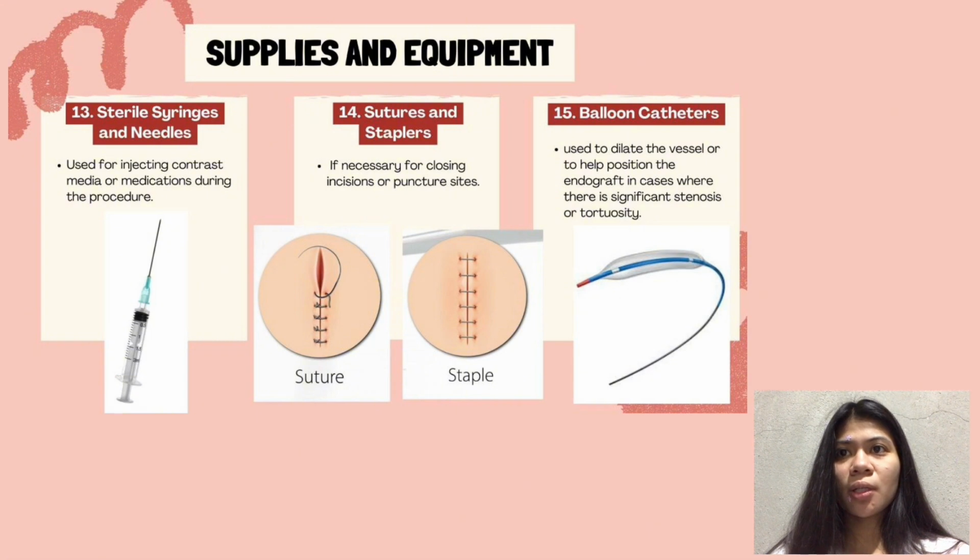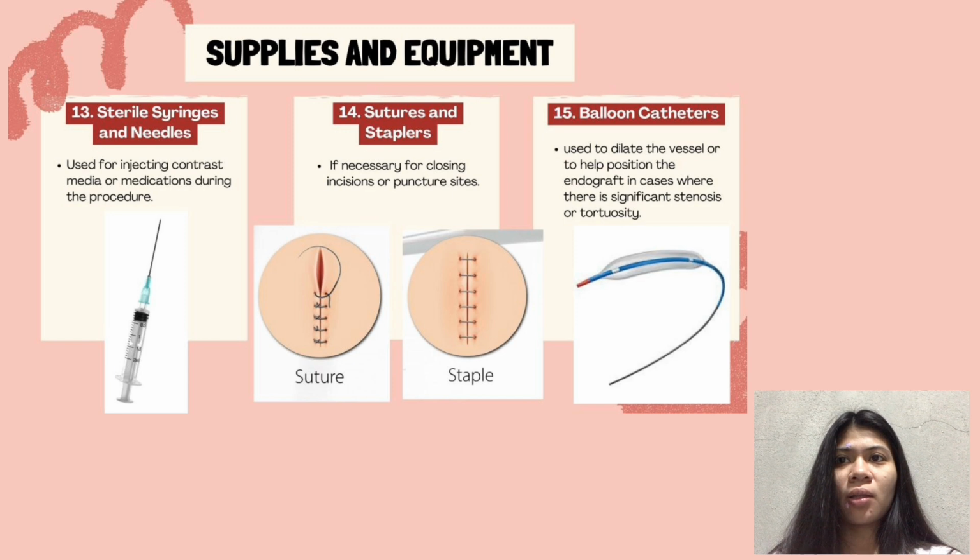Sterile syringes and needles. These are used to inject contrast media or medications during a procedure, helping to visualize the inside of the body or administer drugs. For example, when performing a CT scan, a contrast agent may be injected to get clear images of blood vessels.